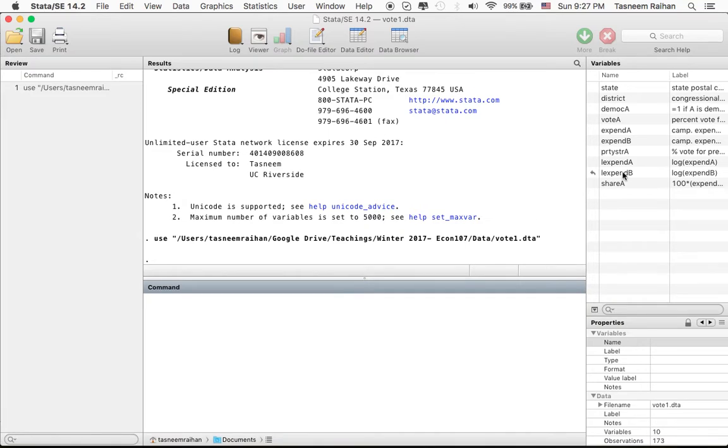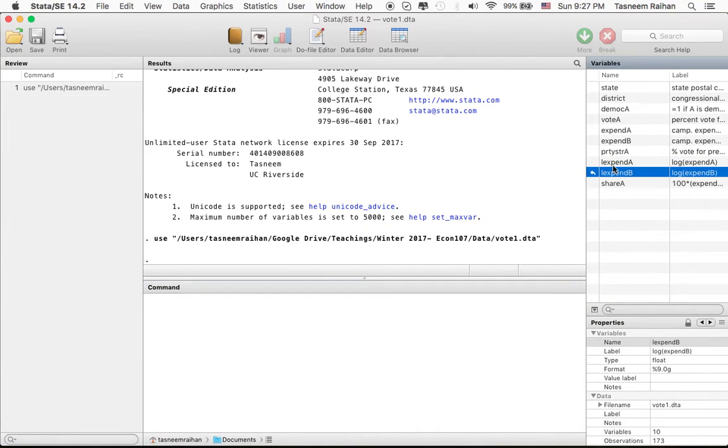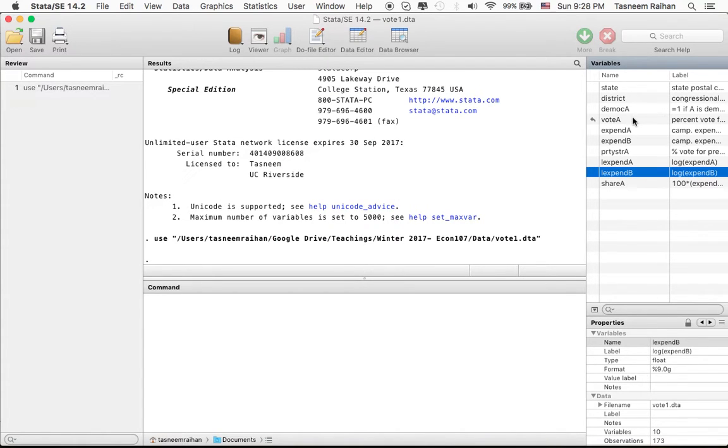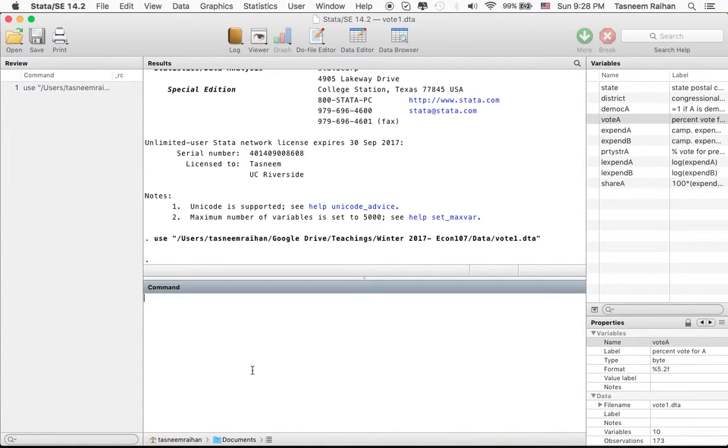Fortunately for us, we have all these variables already created here. So we have this log of expenditure A, log of expenditure B, and we also have vote A. So we don't have to generate any new variables or do any logarithmic transformations, since they are already given in this data file. But I'm sure you already know how to generate a variable if required.